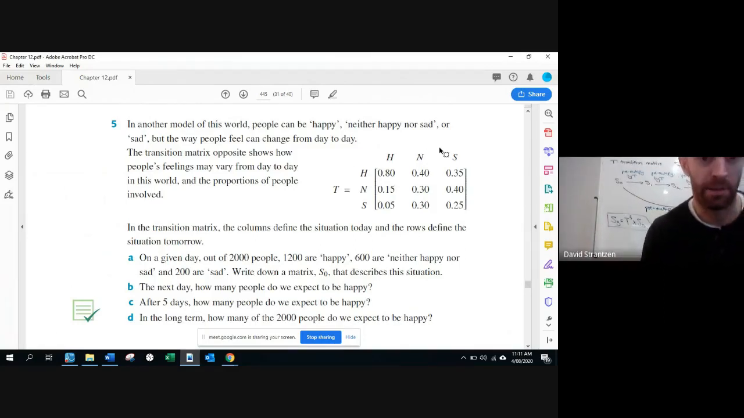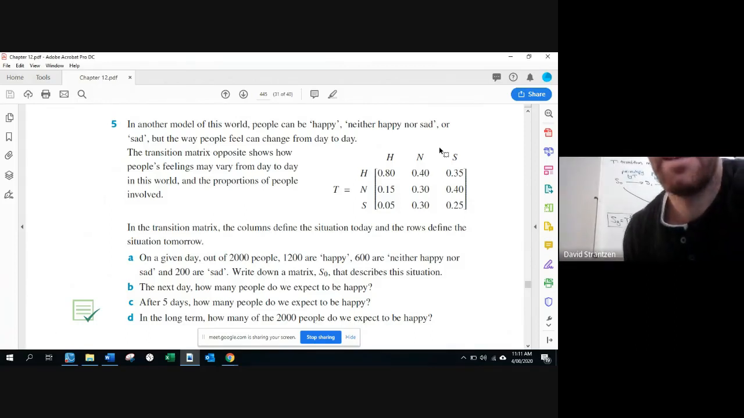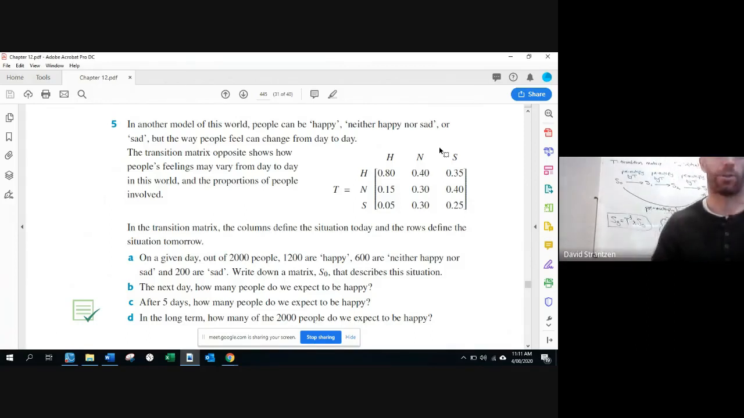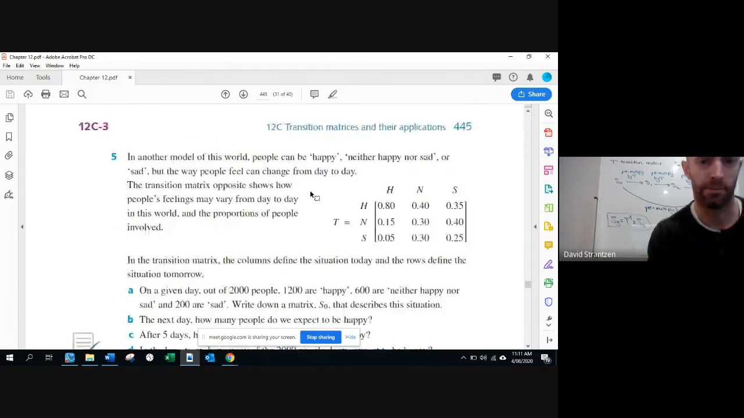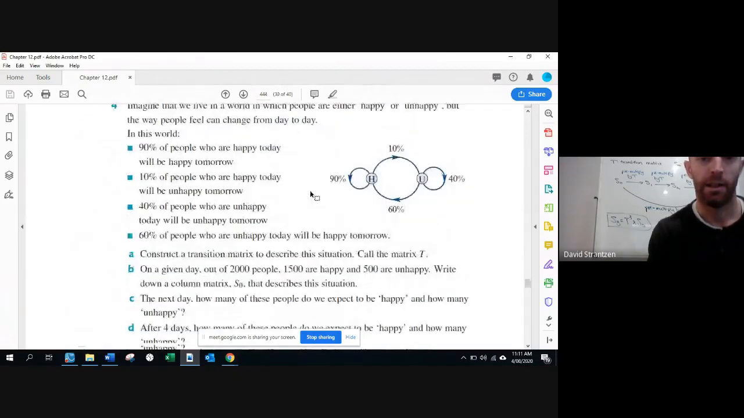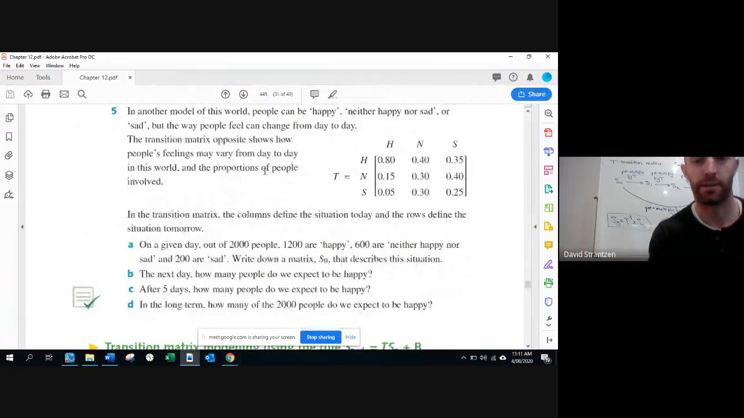I know this video has been a bit longer, but in another model of this world, people can be happy, or neither happy nor sad, or sad. The way people feel can change from day to day. We understand that. The transition matrix opposite shows how people's feelings may vary from day to day in this world. I don't know what world they're talking about, but whatever world. And the proportions of people involved.